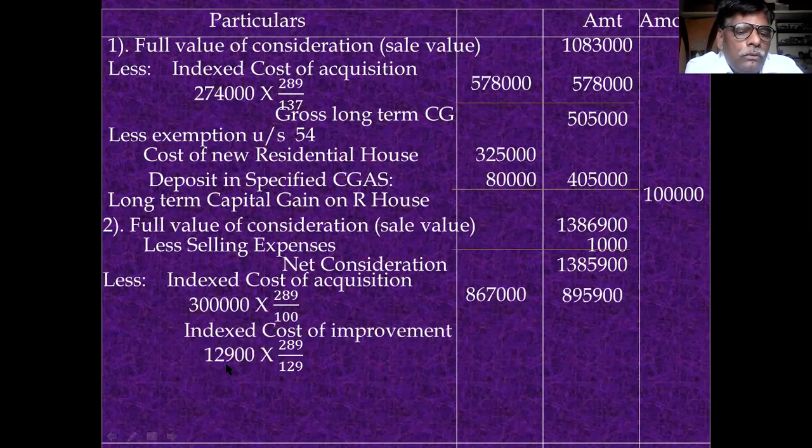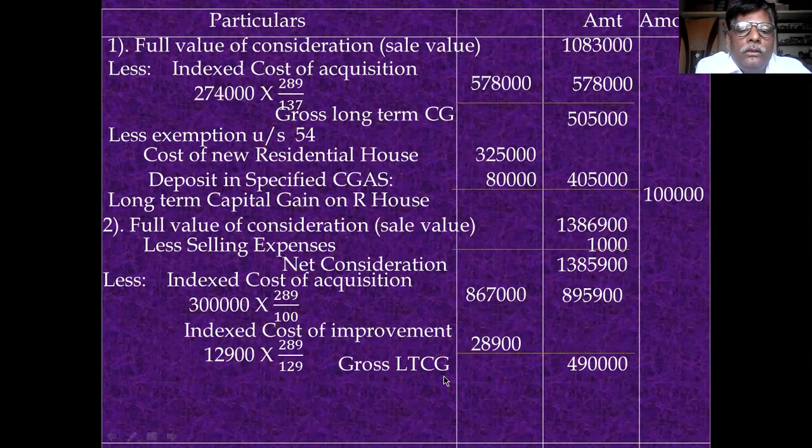Improvement cost is 12,900. Apply the index. You take the total. Total is 8,95,900. So you deduct it. Whatever answer comes, this is called as gross long-term capital gain. For this, you give deduction under section 54B.